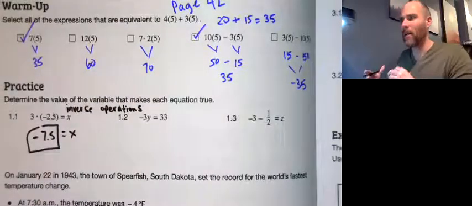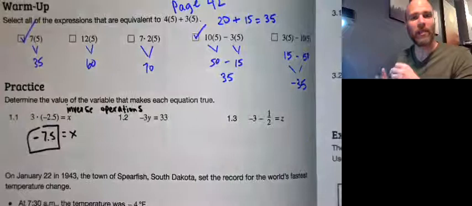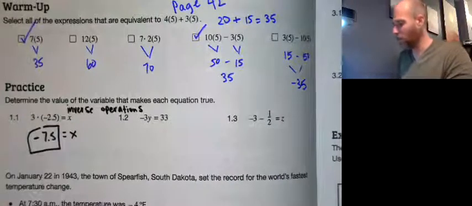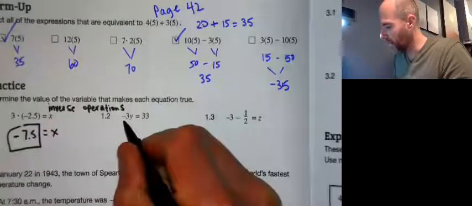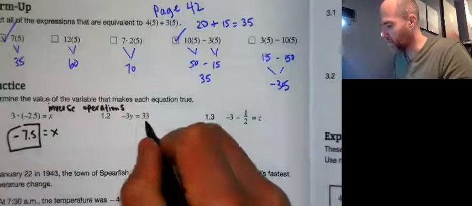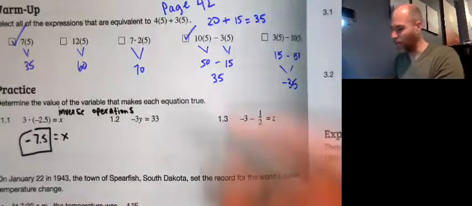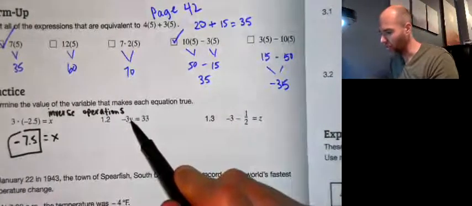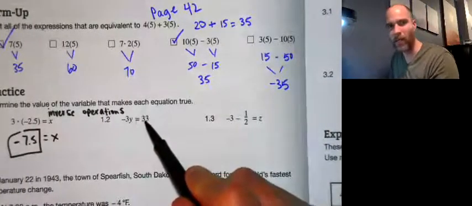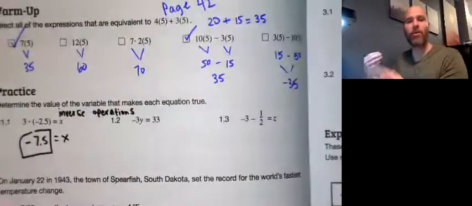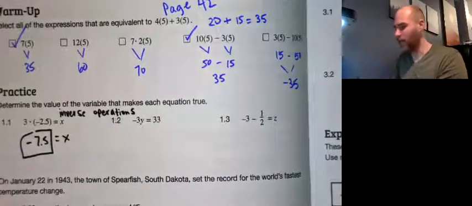Obviously, the next two get a little bit trickier where we need this idea of inverse operations. Here, I have -3 times some number equals 33. And so in my head, I'm thinking, okay, I know that if -3 times this number equals 33, then I can work backwards from there and do 33 divided by -3 to get the answer.